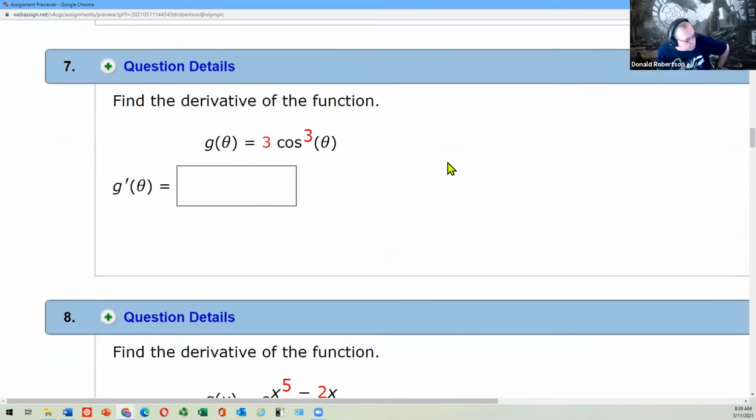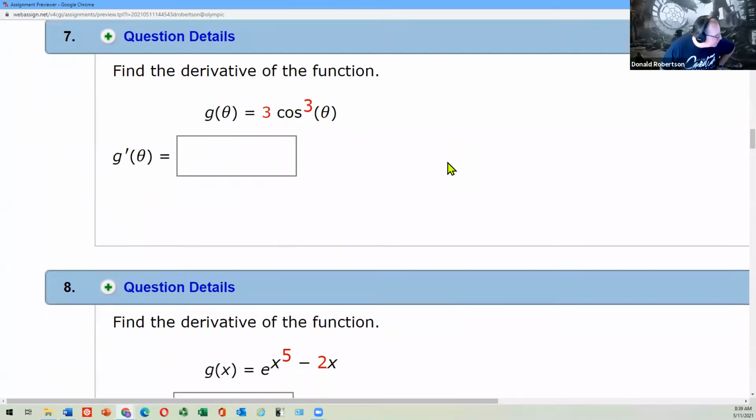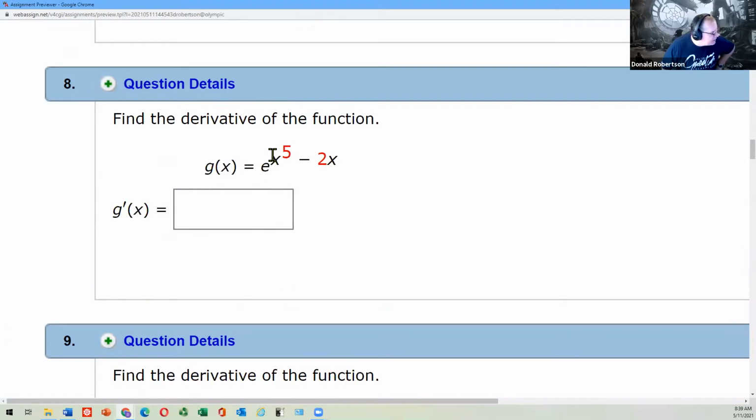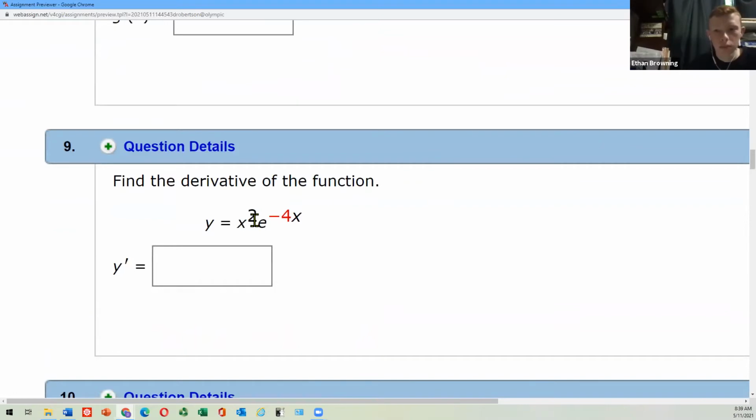How are you going to write cosine cubed theta so that you can see a general in it? Cosine theta cubed. So it's something cubed now. Yeah. It's a general. Exactly. Isn't that e to a something? So it's a general. Isn't this now a product rule?